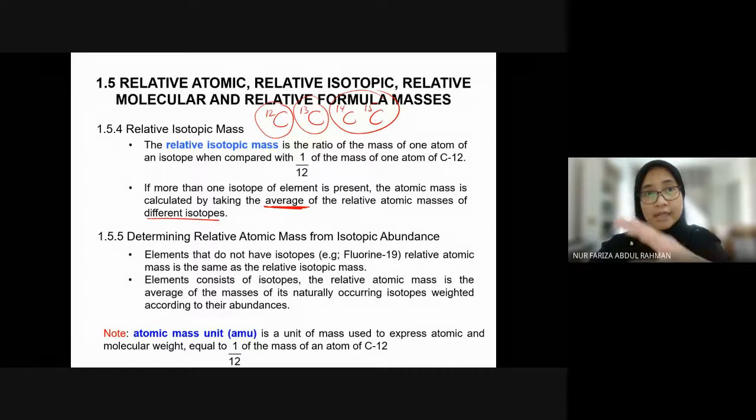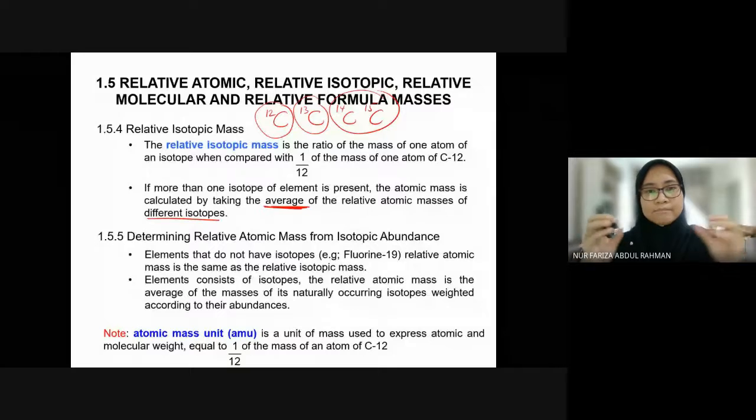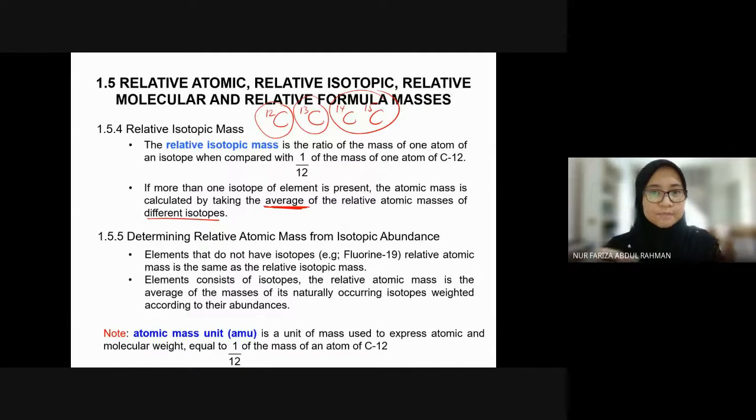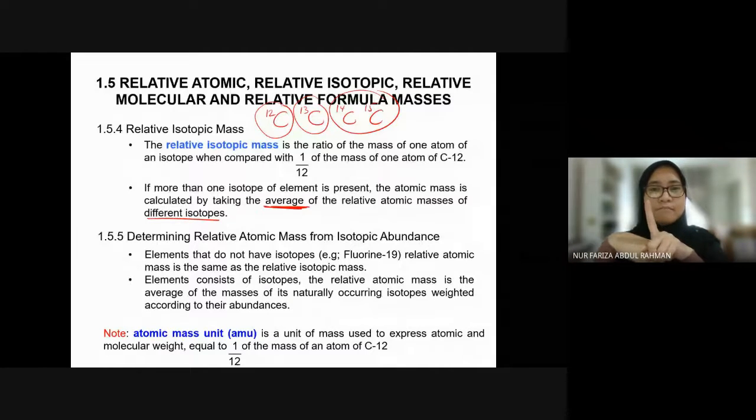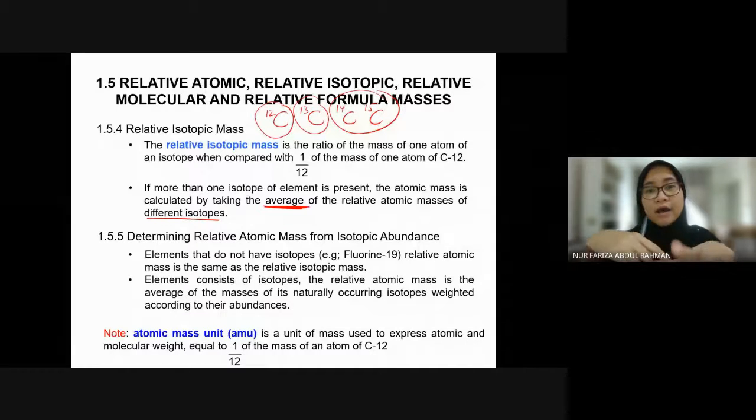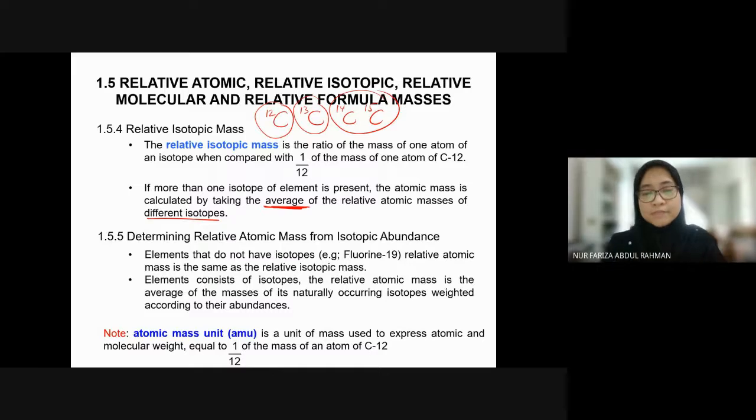Have you ever wondered that in the periodic table, the mass actually represents which isotope? As you can see, for carbon, there is only one mass. How was the mass of carbon calculated? In the periodic table, the mass of carbon is equal to 12.01, if I'm not mistaken. So 12.01 actually represents the average mass.